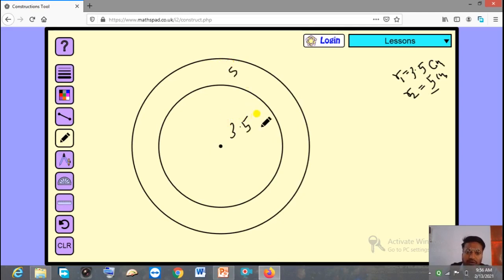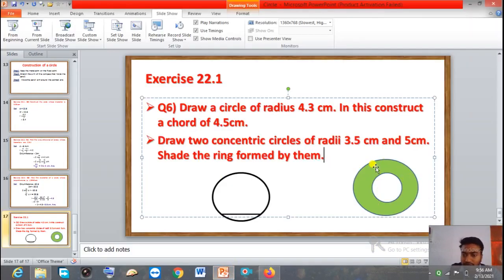Now what you have to do is shade this part. Like this, as you can see here. Understood? So this is how we can draw two concentric circles of radius 3.5 centimeter and 5 centimeter.